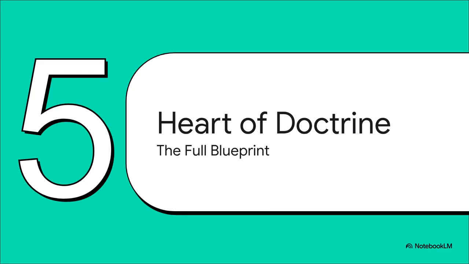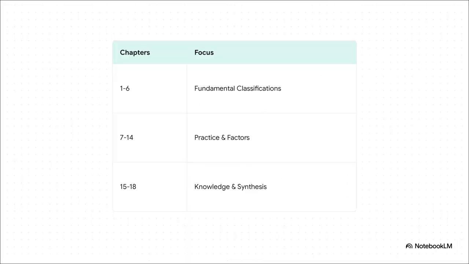Section 5. The Heart of Doctrine, the Full Blueprint. Let's zoom out and see how this builds, because when you look at the Vibhanga as a whole, its grand 18-chapter structure reveals flawless logic. It builds so systematically. Chapters 1 through 6 lay down the fundamental classifications, defining the parts of your bus, the senses, the elements, and the causal chain we just talked about. Once that foundation is set in stone, chapters 7 through 14 give you the practice and the factors of enlightenment, the actual cognitive tools and meditations to start hacking the system. Finally, chapters 15 through 18 deal with higher knowledge, culminating in an ultimate, all-encompassing synthesis of everything you've just learned.